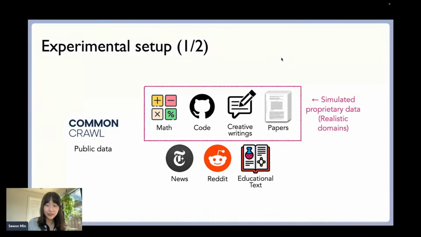And then the other data sets in the first row are simulated proprietary data sets, meaning that they're actually public. You can download them today and they're completely fine. But they are realistic domains, meaning that we chose domains where gathering high quality public data sets is known to be very challenging. For instance, math and code.